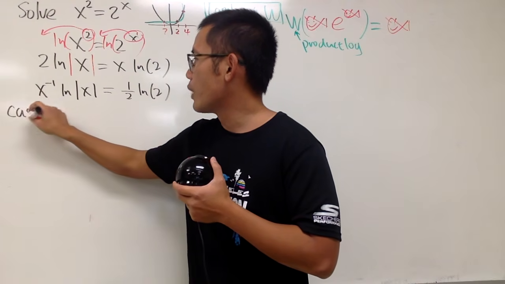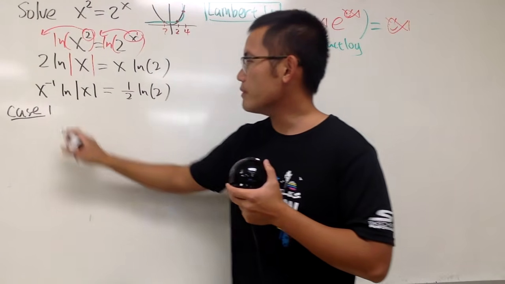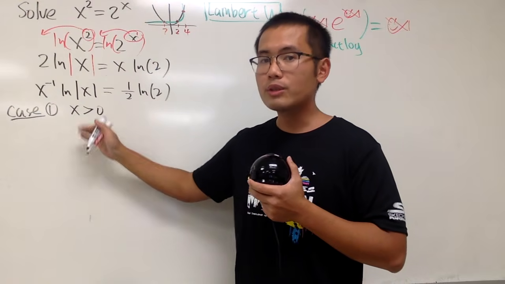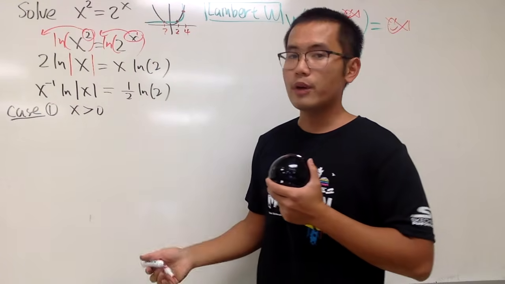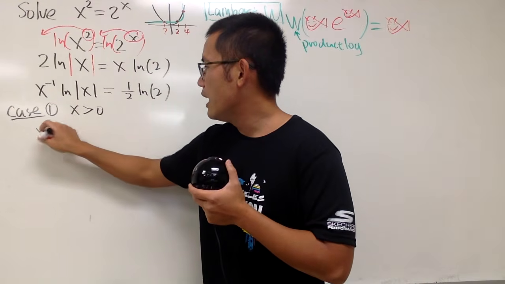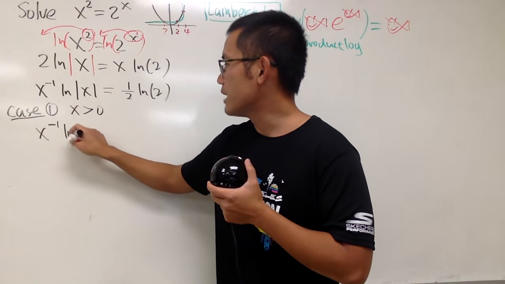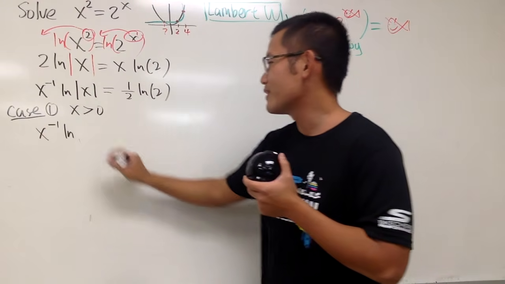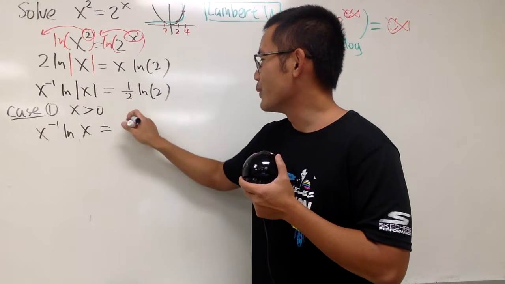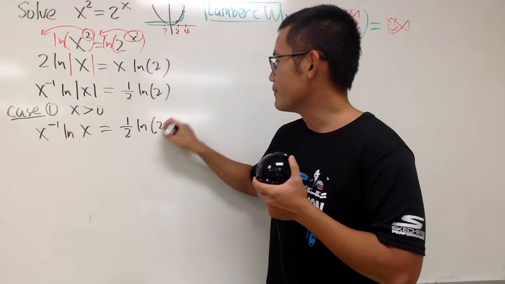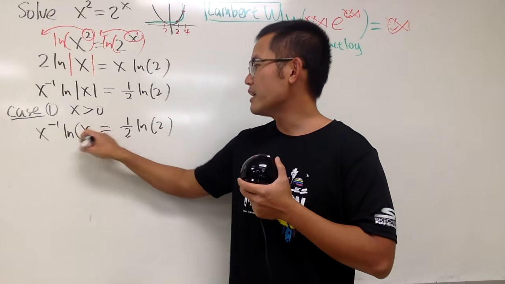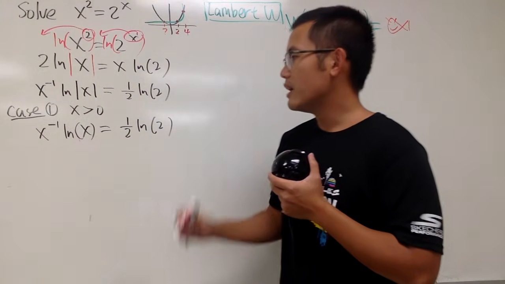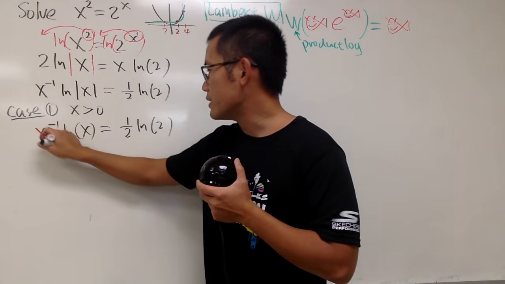Case 1 right here, and this is the case 1. What we are going to do is we will say x is positive so that we can legitimately lose the absolute value right here. And just look at x to the negative 1 times natural log of just x now. I don't know why I picked out the eraser, I still use my finger. And this is equal to 1/2 ln of 2, right? We can legitimately take out the absolute value because I said x is greater than 0 in this case. All right, now we do what we said earlier.